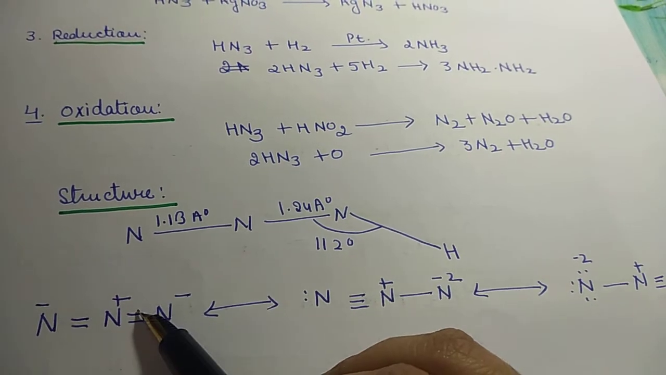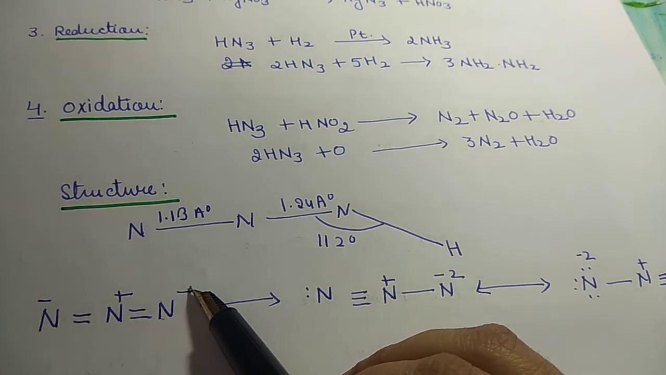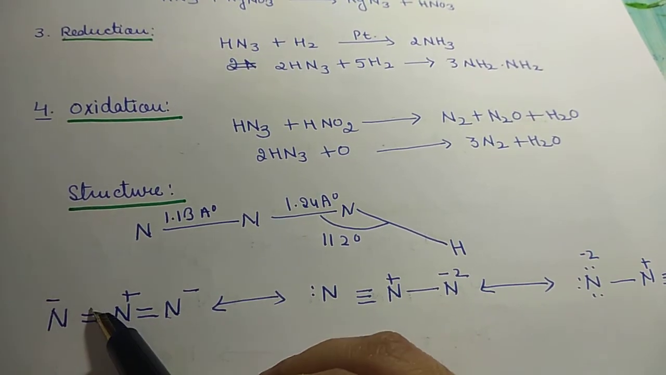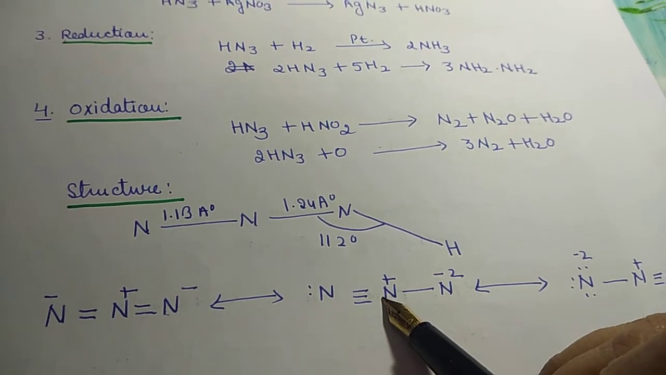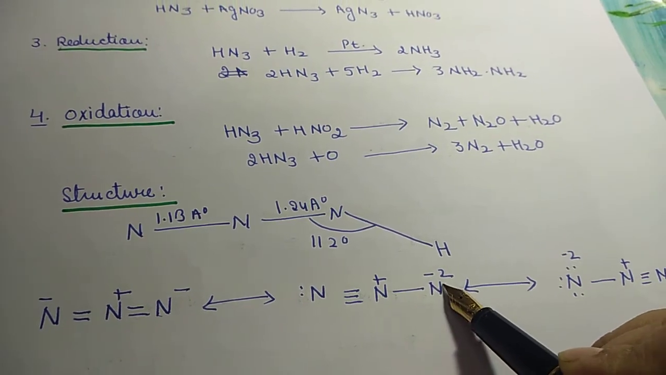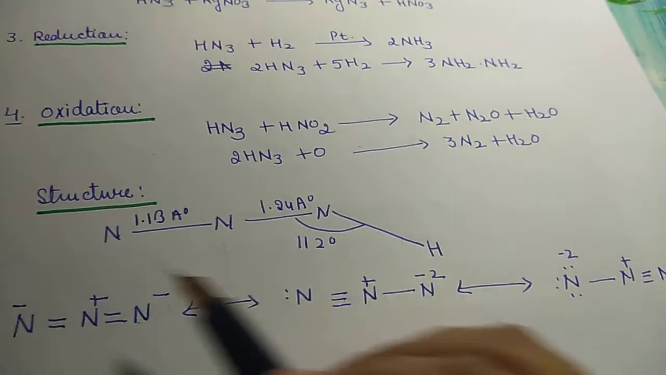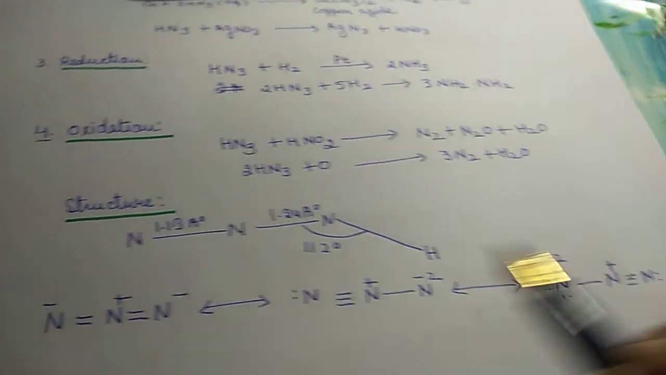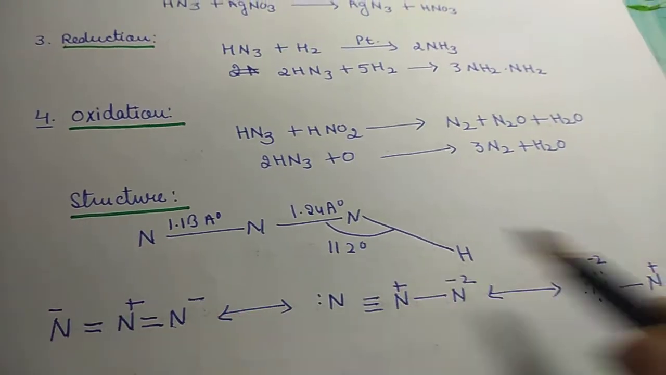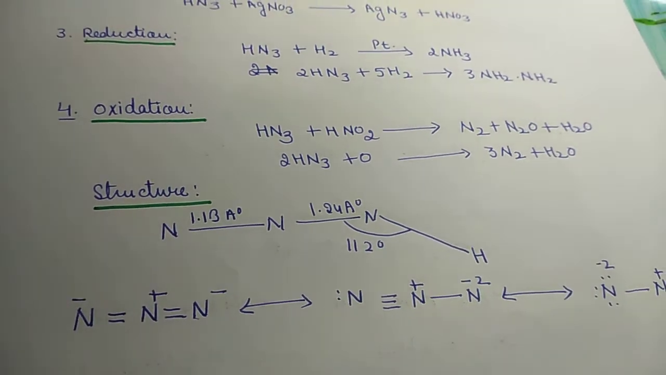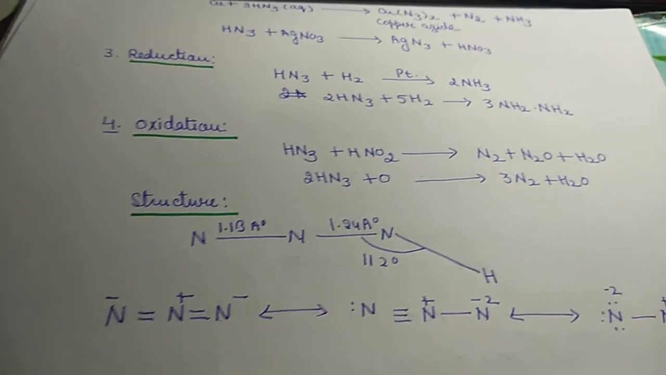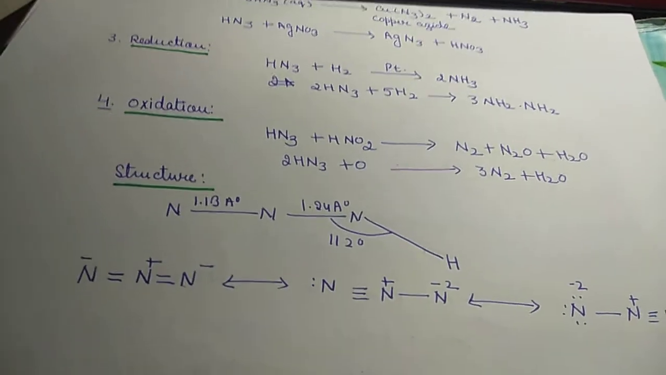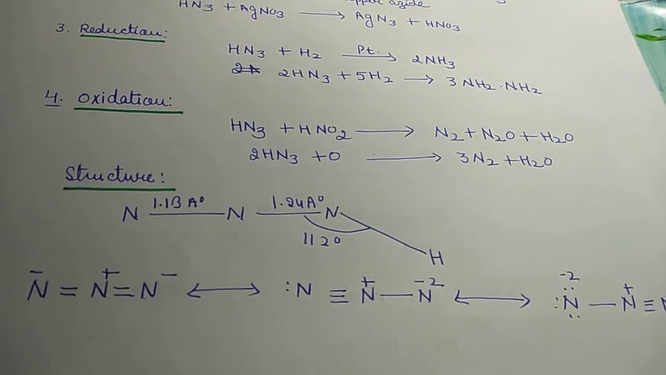Here these electrons will move here, and these will move here. So here N triple bond N, and it will have a 2 negative charge, and this is vice versa. These electrons will move here, so N triple bond N, and this electron pair will move here, so 2 negative charge over it. So this is all about the hydrides of nitrogen. Thank you.